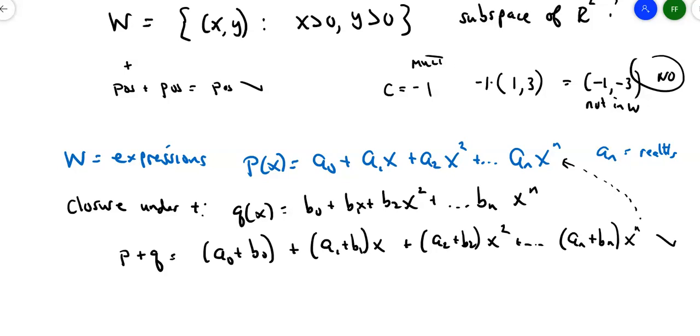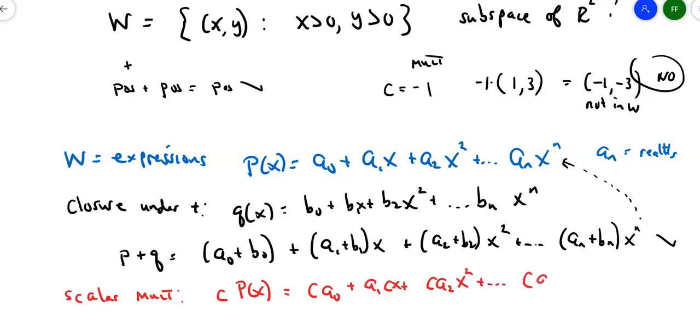All right, how about under scalar multiplication? So now let's check scalar multiplication. Suppose I take some scalar times p of x. Then I would get what? I would get the scalar times a sub 0, the scalar times a sub 1 times x, the scalar times a sub 2 times x squared, all the way till I got to the scalar times a sub n x to the n. Is this also in the form of what I have here? Yes. That means that polynomial is a subspace.